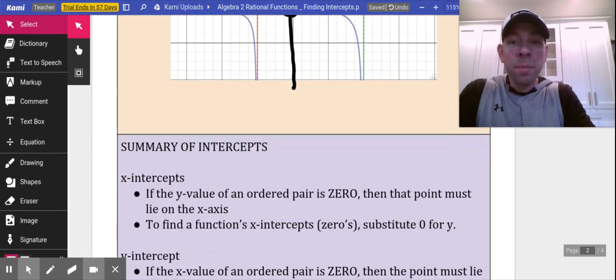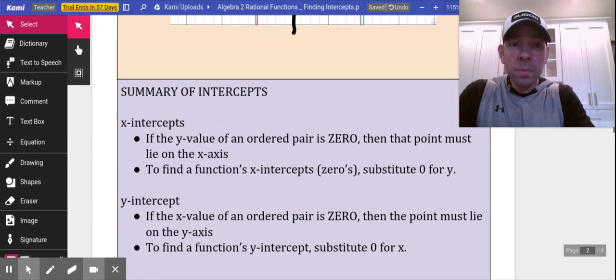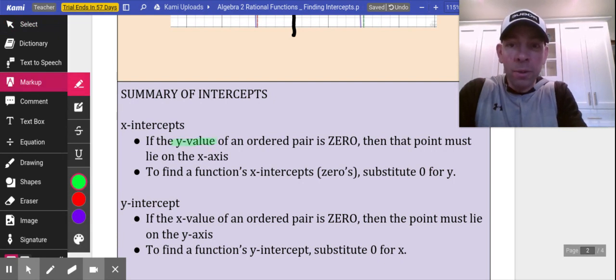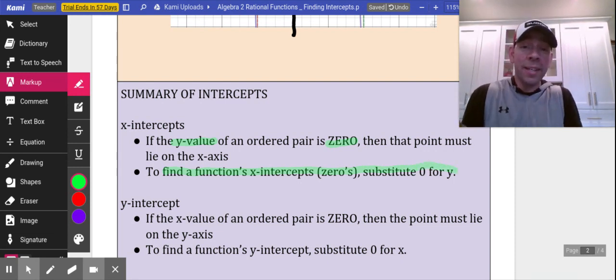So we'll stick that in our back pocket. So here's kind of a summary of those intercepts. When we talk about x-intercepts, the y value is guaranteed to be 0, for any point that lies on the x-axis. So in a nutshell, if you want to find the x-intercepts of a function, we're simply going to substitute 0 for y, which in most cases is like us setting the function itself equal to 0, because usually that y is already isolated.